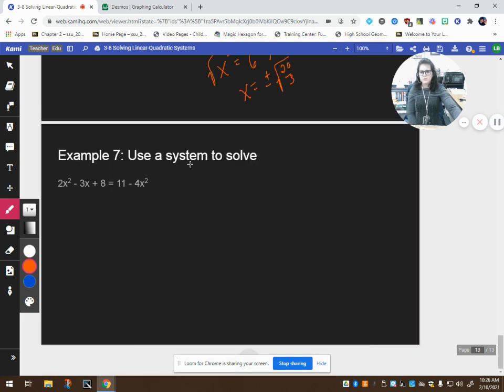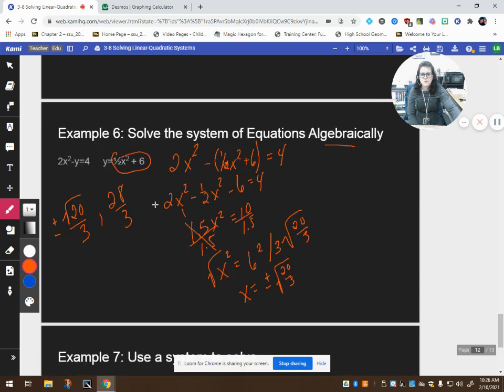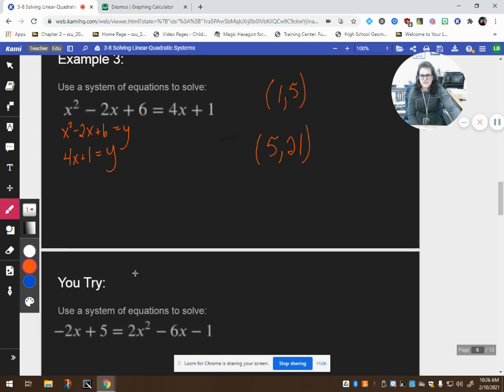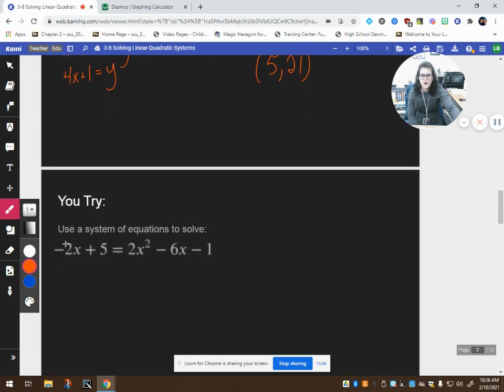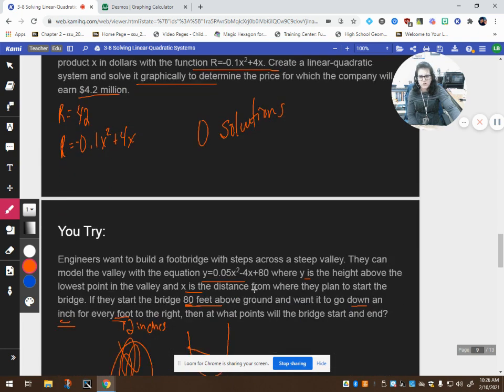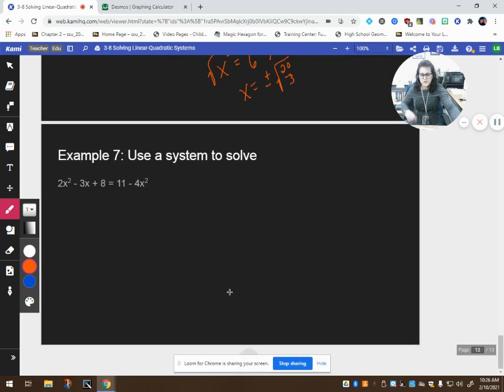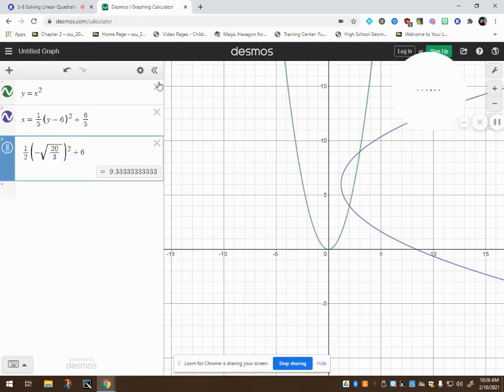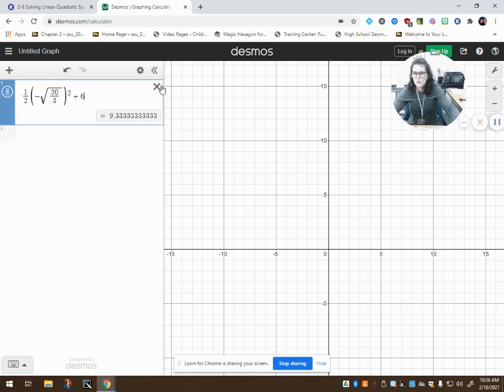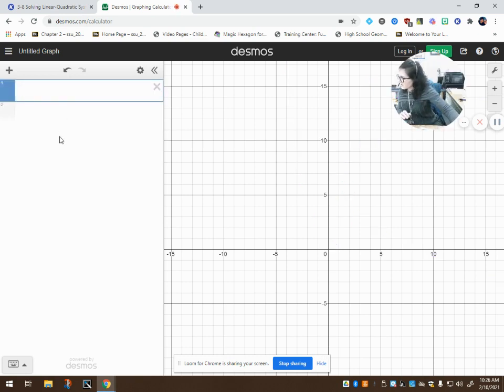And now we're to example 7. We're going to use a system to solve. This is kind of like the problems that we did yesterday where we had them set equal to each other and we split it apart and said y equals this and y equals that, and then we graphed them. And that's exactly what we're going to do here. We're going to say y equals 2x squared minus 3x plus 8, and y equals 11 minus 4x squared. So I want to come over here to Desmos and type these graphs in, and we're just going to look for the points of intersection.